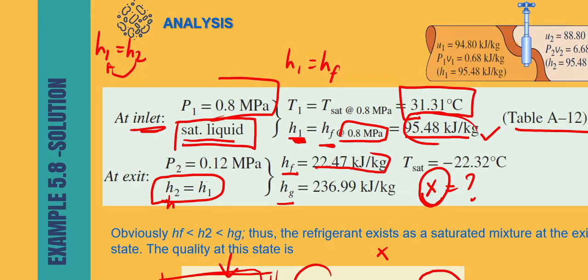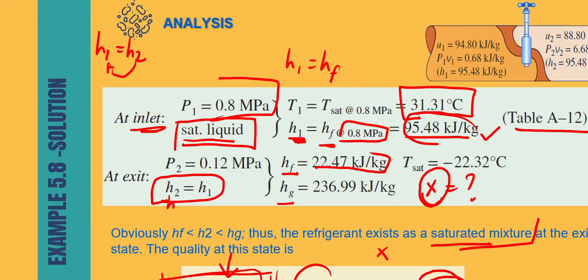Okay, so you know that because this is at state 2, the refrigerant exists as saturated mixture, meaning that... Median, can't hear the voice. Oh really? Wait, testing.